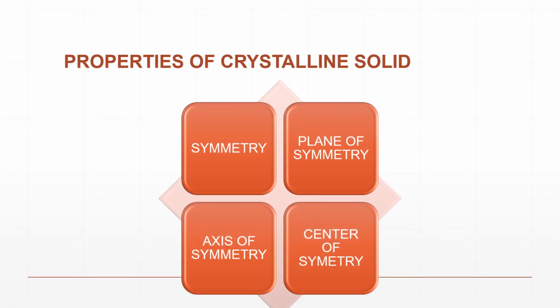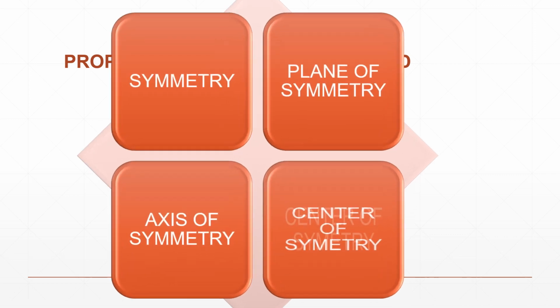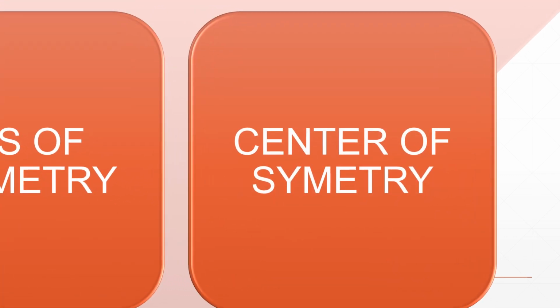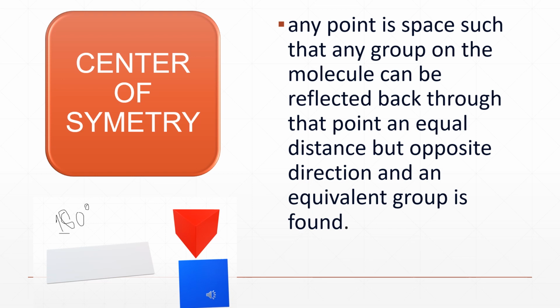The last one, the center of symmetry. The center of symmetry explains itself. Center means the central point of that symmetry. So the center of symmetry means any point in space such that any group on the molecule can be reflected back through the point, and an equal distance away in the opposite direction an equivalent group is found. Let's take an example.